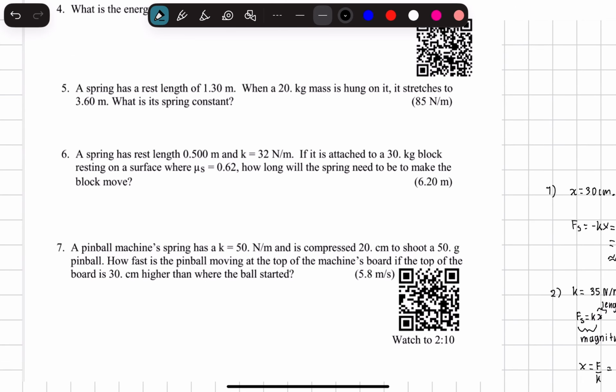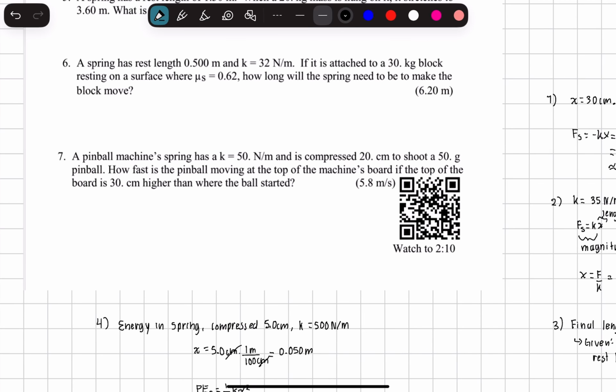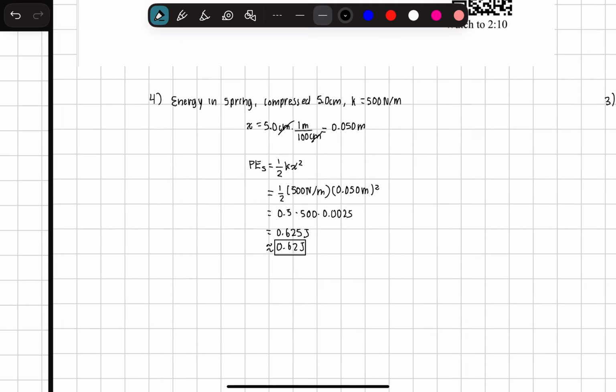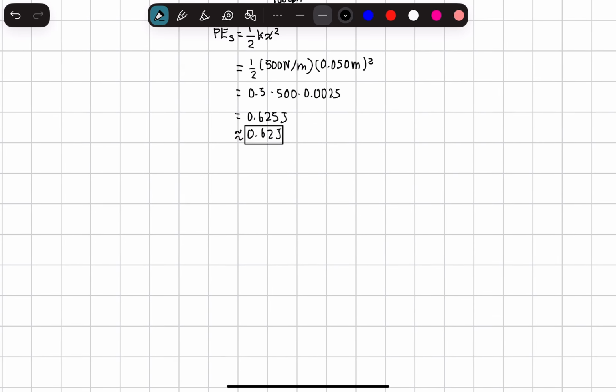A spring has a rest length of 1.30 meters. When a 20 kilogram mass is hung on it, it stretches to 3.60 meters. What is the spring constant? So again, for this, we're going to have to do a little bit of manipulation with L initial, and also we're going to use the spring constant. We're going to use the force of the spring equation.